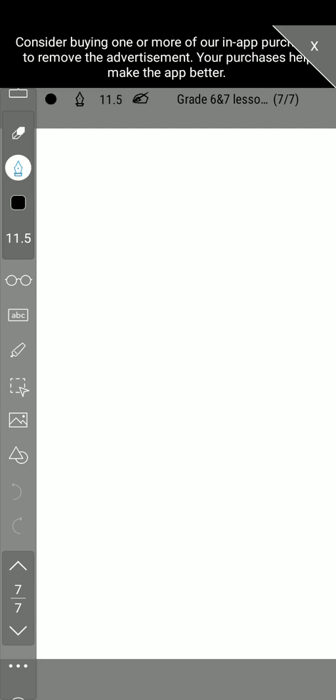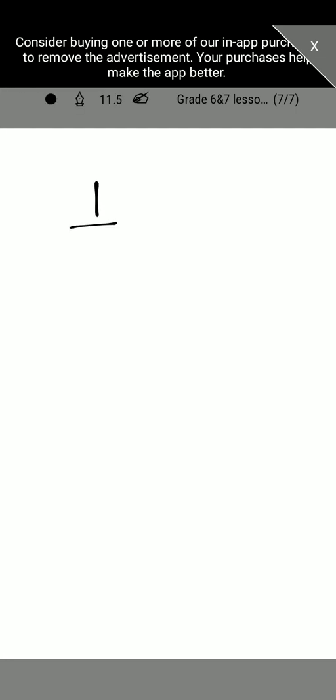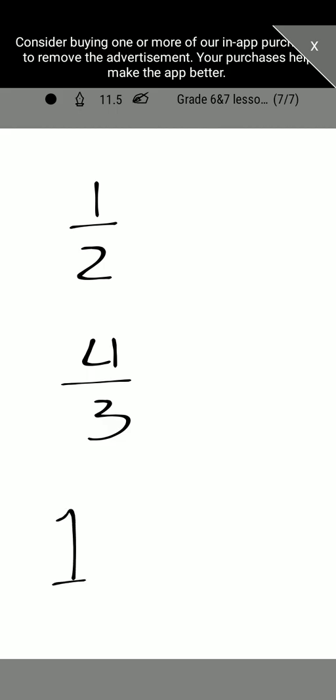Okay, so this fraction 1 upon 2, another fraction 4 upon 3, and this fraction 1 whole 1 upon 2. The first one, 1 upon 2, is a proper fraction. In the proper fraction, the numerator is smaller and the denominator is bigger than the numerator.